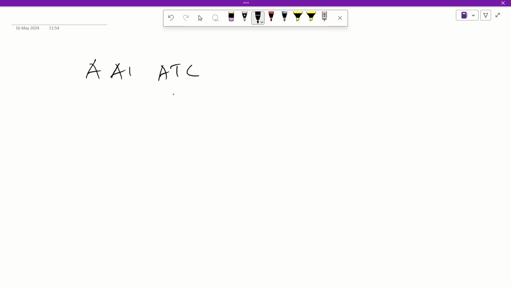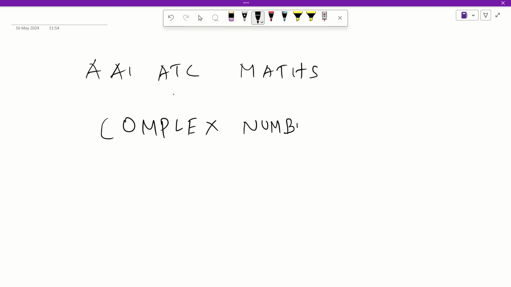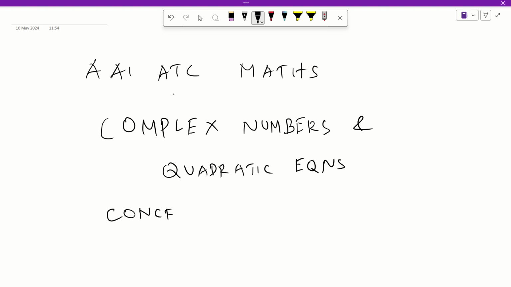In today's class, we'll be discussing mathematics. The chapter we're going to focus on is complex numbers and quadratic equations. So this class is purely focused on its concepts and formula revision.